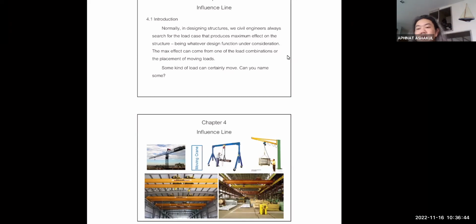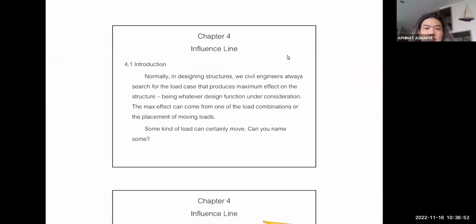Ladies and gentlemen, today we will begin the last topic of our class. That is something that maybe some of you will get to use. It's still the tools that engineers use to deal with this kind of problem. It's part and parcel of civil engineering life. That is the stuff that we call moving loads, a load that can certainly move.